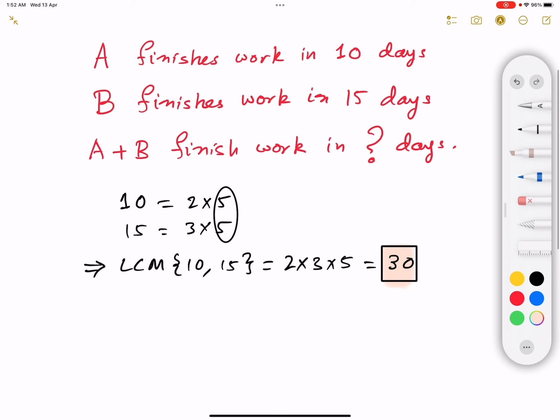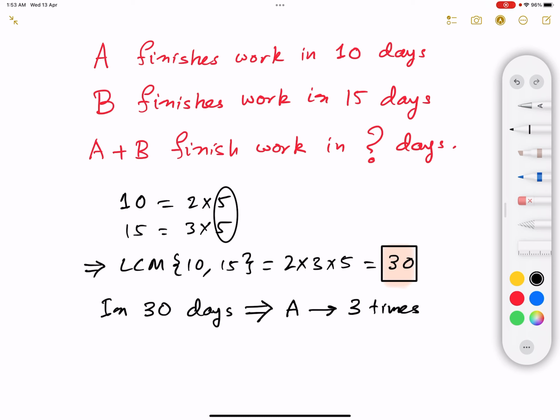Now, to answer this question, let's start like this. In 30 days, A will finish the work how many times? It takes 10 days for A to finish the work, so in 30 days he would finish the work 3 times. B, on the other hand, takes 15 days to finish the work once, so in 30 days he would finish the work twice.